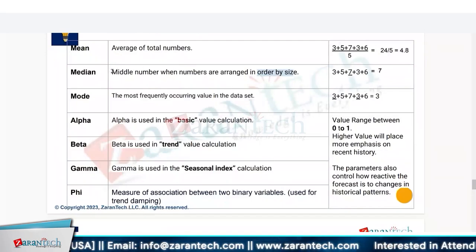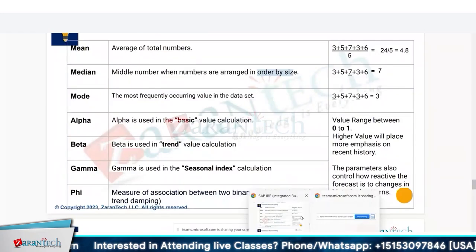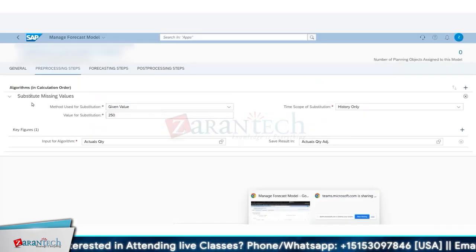So you understand what median is, and mode is the most frequently occurring number. For example, in this set of numbers, 3 is occurring twice, so it is occurring the most times. So mode is the number which occurs most of the time. Okay, so we go back here.